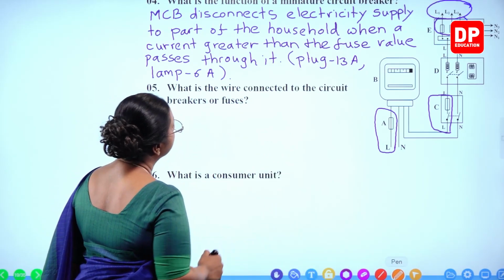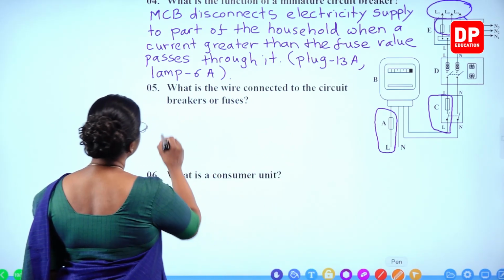So here, what is the wire connected to the circuit breakers or fuses? Live wire.